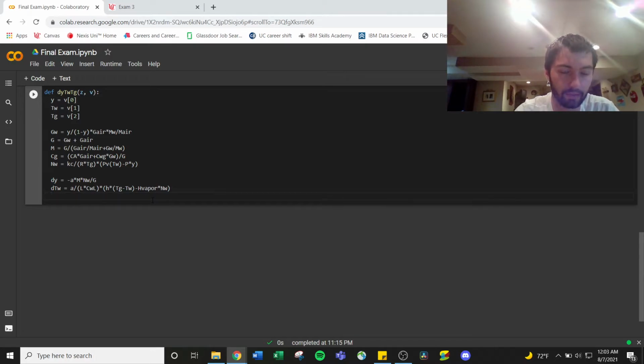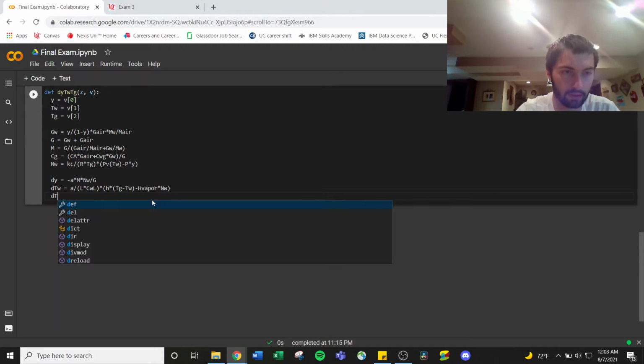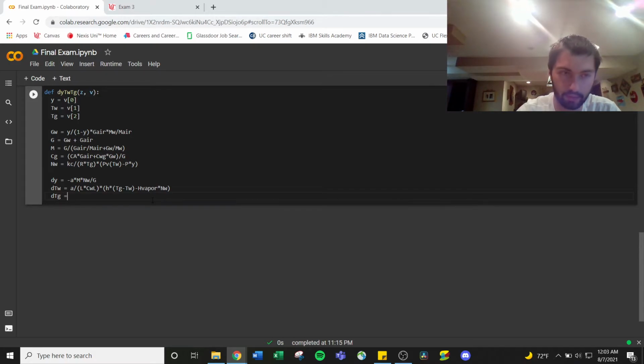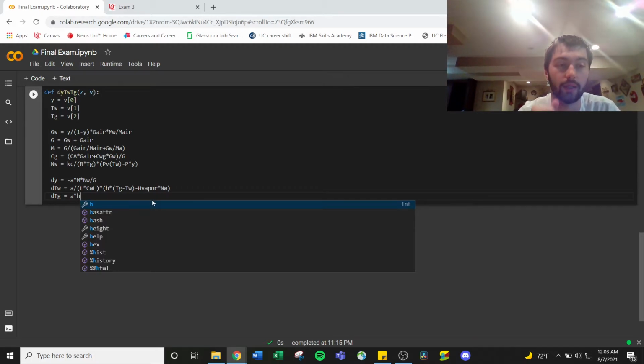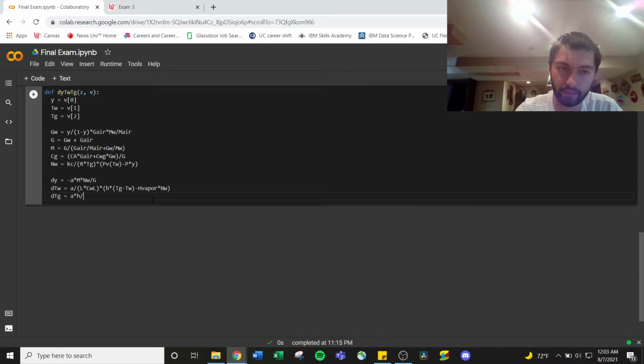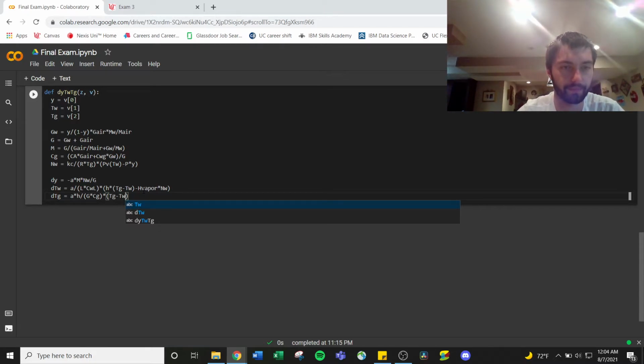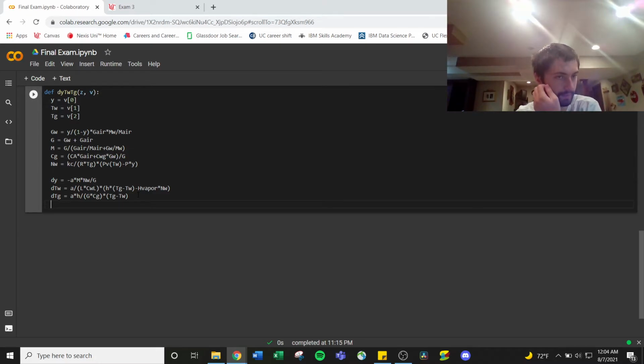And now for the third, we'll call this one dTg equals specific area times the heat transfer coefficient divided by total gas flow times Cg, Cg, not Cwg, times the temperature difference, Tg minus Tw.